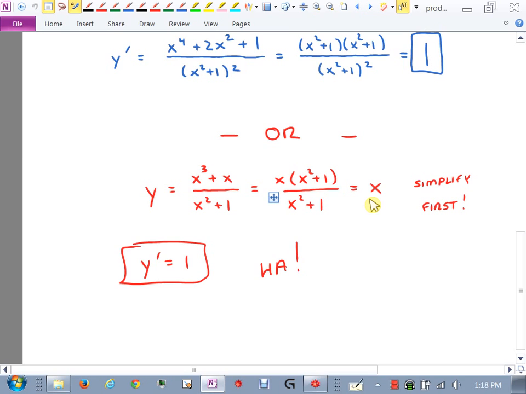I'm not going to intentionally do that to you. I want to see the quotient rule. This, to me, wouldn't test you on anything, because if you saw it, it canceled, it's over. Derivative of x is 1, so.